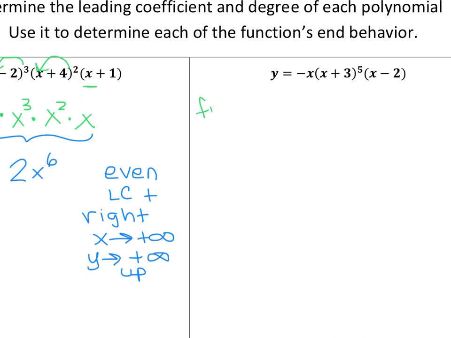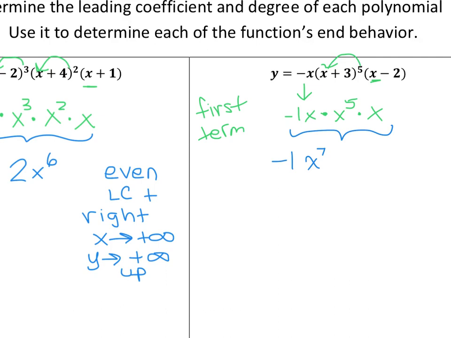All right, so let's take a look at a second example. So again, all we need to concern ourselves with is the first term here. This time I have a negative, it's kind of like a negative 1x out front. And if I did all of my distribution, that first term of x plus 3 raised to the 5th power is going to give me an x to the 5th power. And here I have x to the 1. And so if I take a look at the result of their product, I have a negative 1, I have 1x, 2x, plus 5, I've got x to the 7th power.